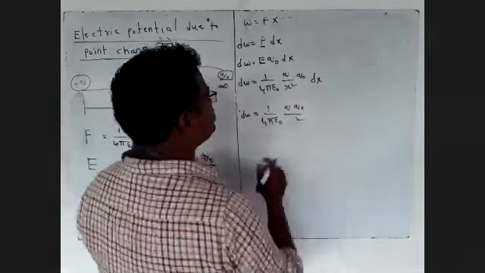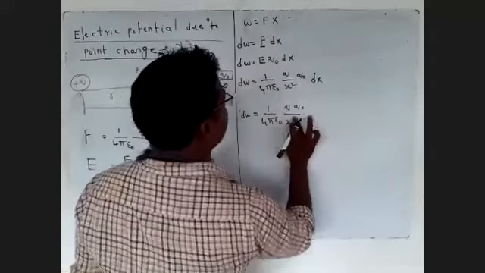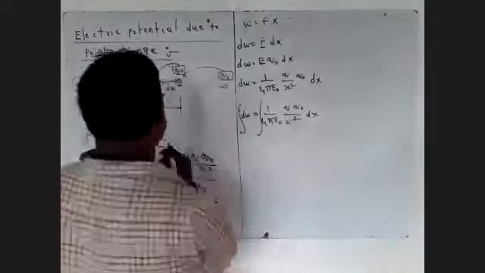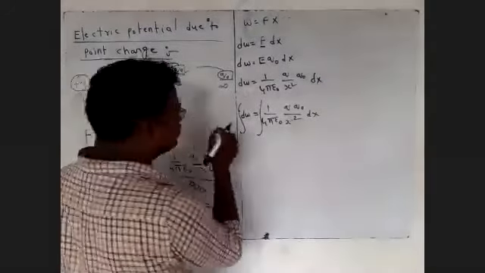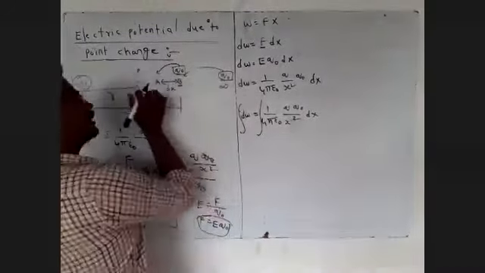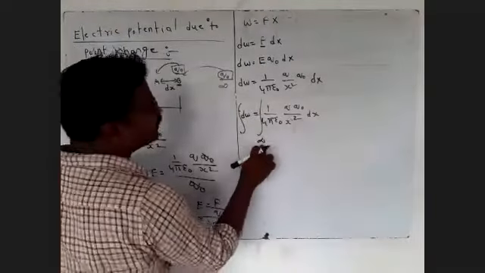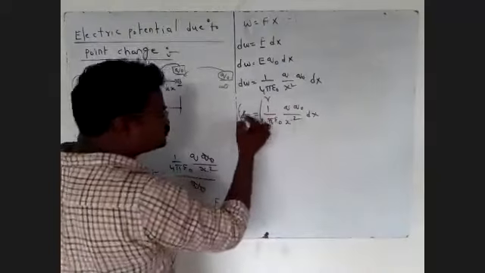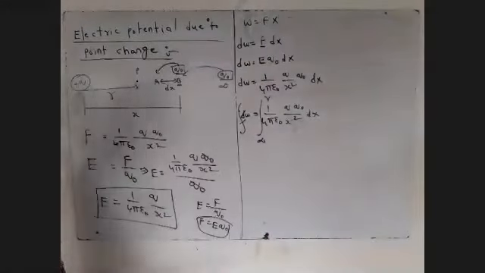That is x square dx. So integration is applied on both sides of the equation. The first limit is infinity. The charge is shifting from infinity to the point R, so the lower limit is infinity and the upper limit is R. The derivative and integration cancel each other.